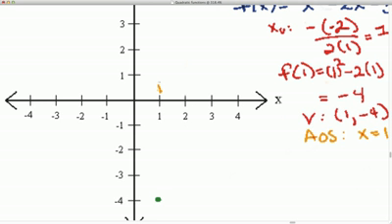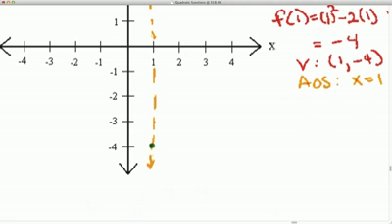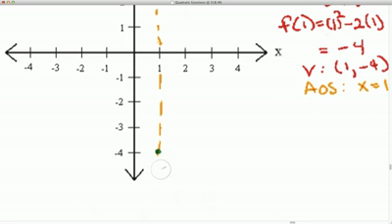So let's try to go up directly. Sorry, it's supposed to be a straight line. Okay, I guess I don't need to do that. And then we'll label it x equals 1. I promise you that's a straight line. And we should label our vertex.